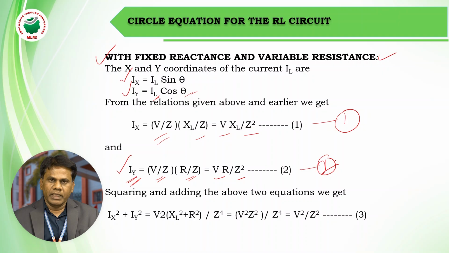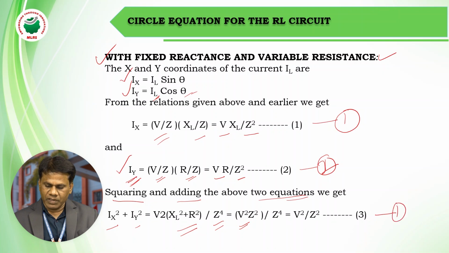In order to get a circle equation, we square and add the above two equations, 1 and 2. So we get Ix square plus Iy square is equal to V square into XL square plus R square by Z power 4, which is V square Z square by Z power 4. This can be simplified to V square by Z square. Let us consider this as equation 3.